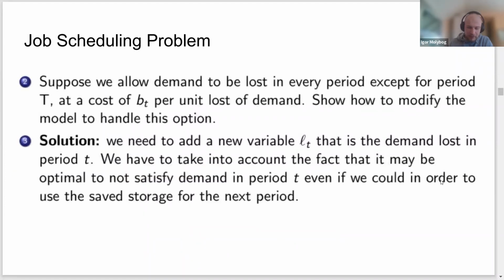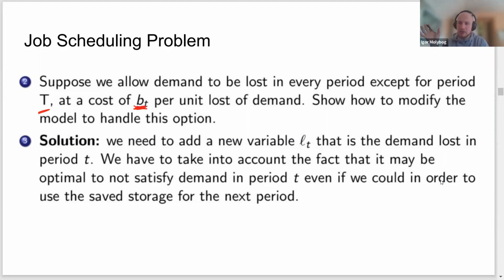Then we are adding more conditions to the problem. So now we're going to be adding more sophistication. Suppose that we allow some demand to be lost in every period except for the last period capital T, at a cost of BT per unit of demand lost. Show how to modify the model to handle this option. So once again, if we have a choice not to satisfy some part of the demand, we incur BT for each piece of demand that we did not satisfy.